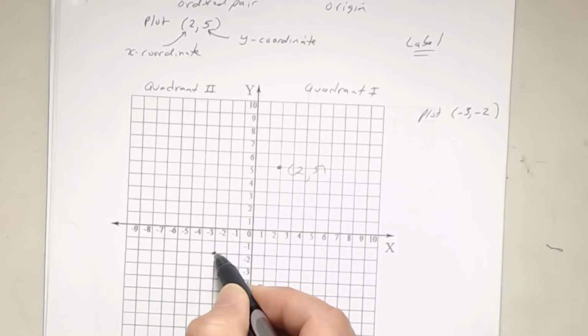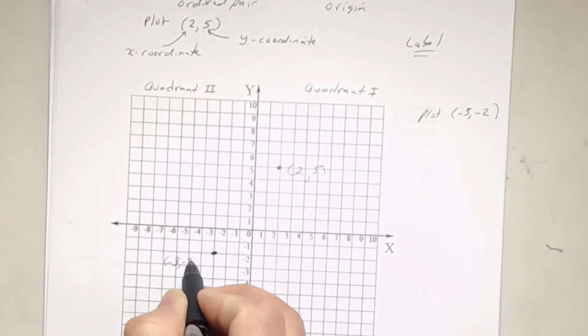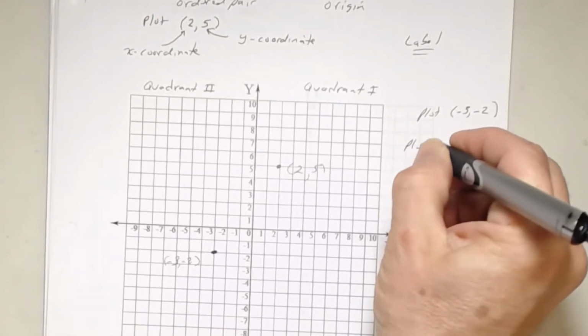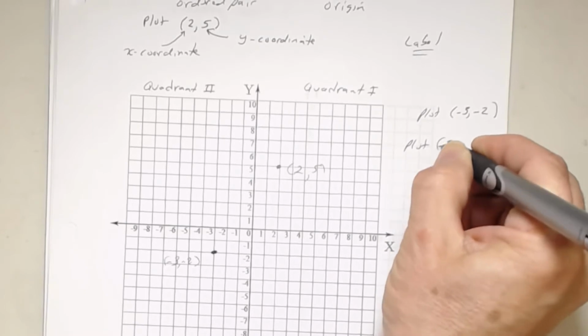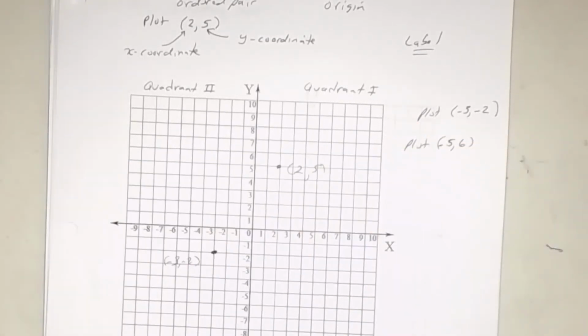So there's the point -3, -2. So that's where that point's located. If I want to plot the point -5, 6, what quadrant is -5, 6 located?